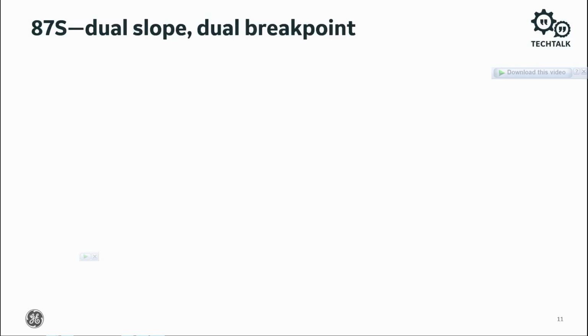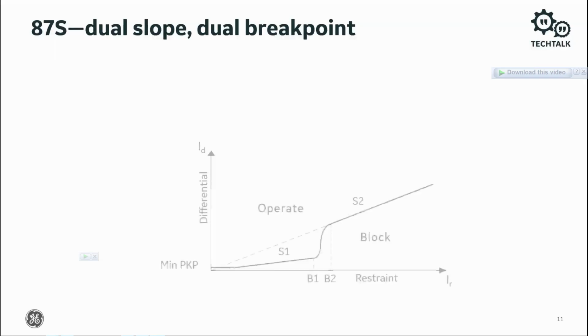There are a few ways to make a stator differential element. Some of these are with split windings and overcurrent elements, which I'll discuss later. The best method is the biased differential stator element 87S with 2 slopes and 2 breakpoints.